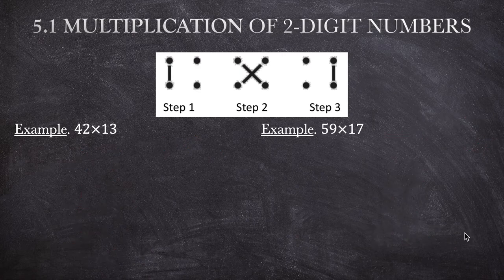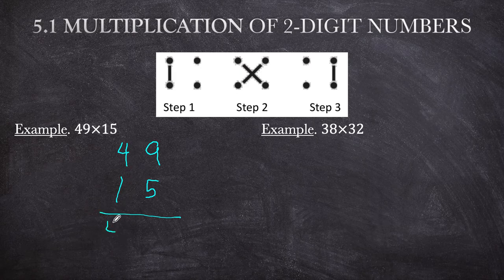Okay, next example. We have 49 times 15. I really gave you a lot of examples here so that you can see how it works. So we have 49 times 15. Step 1, 4 times 1 is 4. Step 2, 4 times 5 is 20, plus 9 times 1. So 20 plus 9, let's try not to write it anymore. 20 plus 9 is 29. And then 9 times 5 is 45.